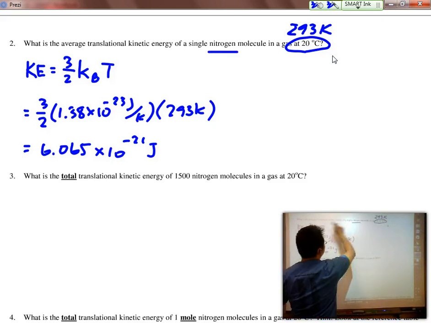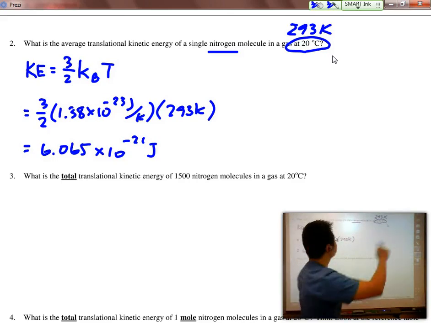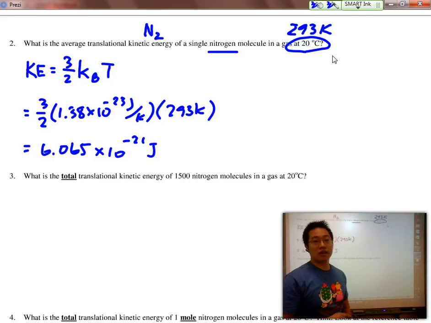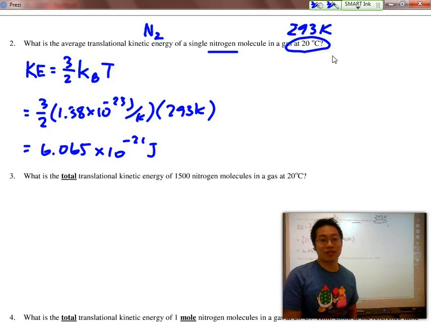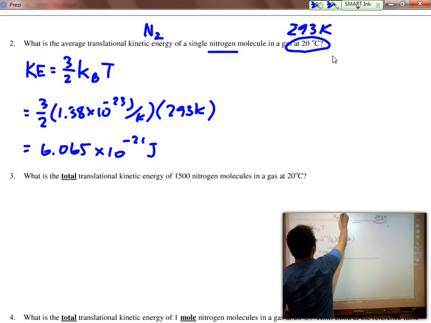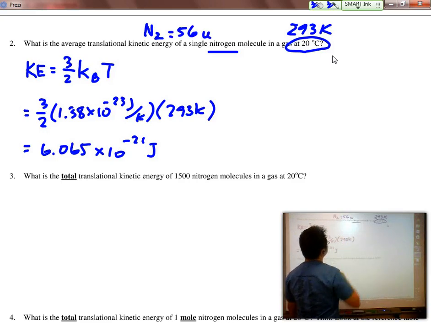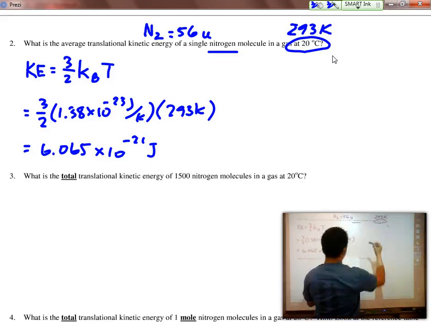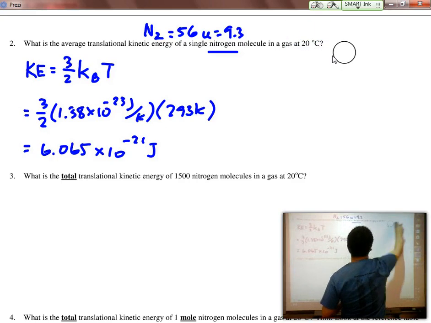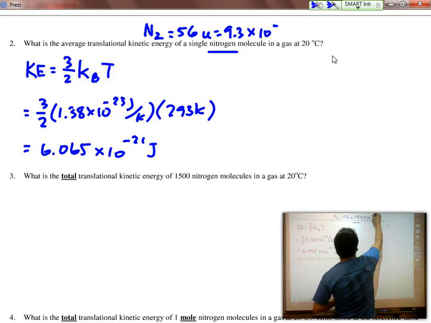And nitrogen is naturally diatomic. The molecular mass of a nitrogen molecule, if you remember from chemistry, the atomic number is 14. The atomic mass is about 28. So 28 times 2 is equal to 56 atomic mass units, which is approximately 9.3 times 10 to the negative 27 kilograms.